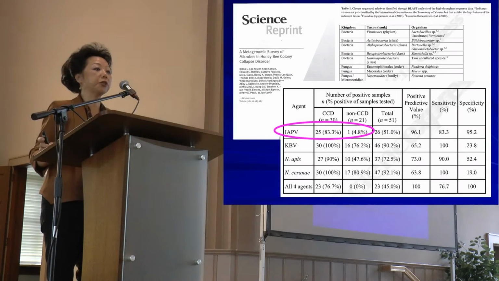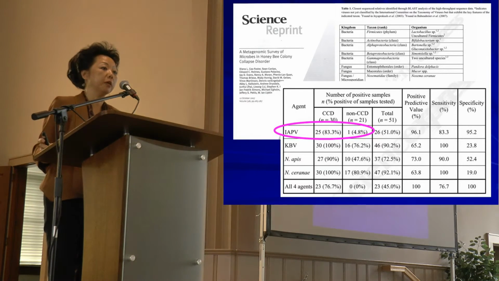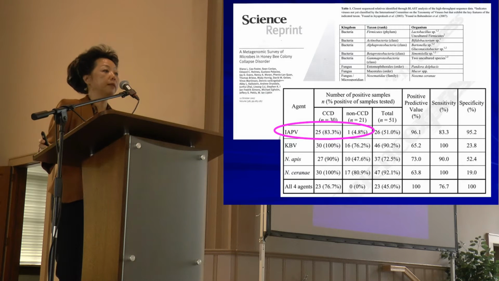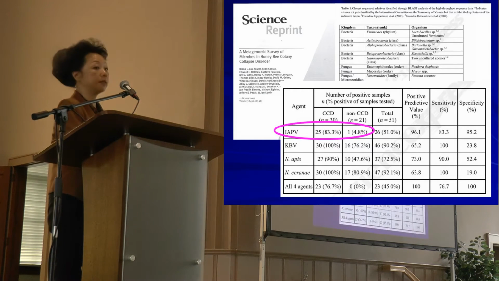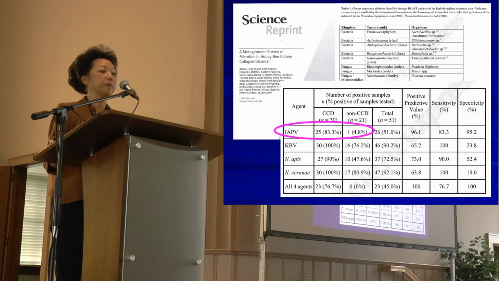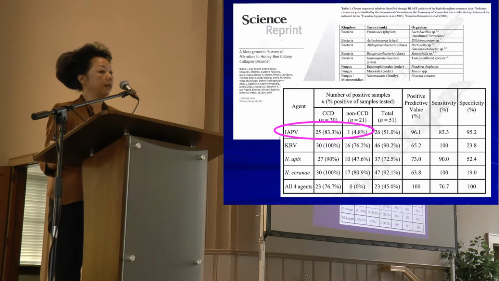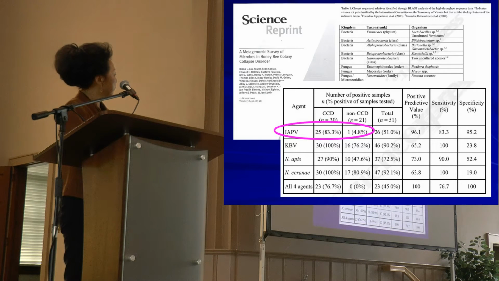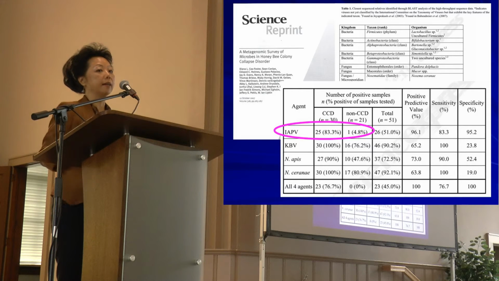A study by consulting scientists using a metagenomic approach screened the microflora of CCD-affected colonies and normal healthy colonies. One striking result from this study was the observation of a tight correlation between CCD and a virus, Israeli acute paralysis virus, IAPV. IAPV was detected in over 80% of CCD-affected colonies, but in less than 5% of normal colonies. The origin of IAPV is not clear.